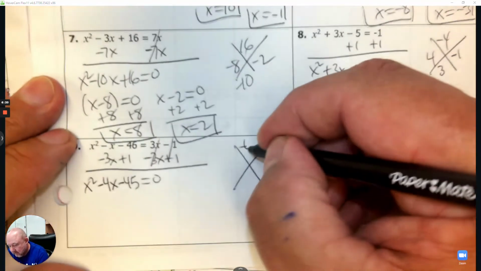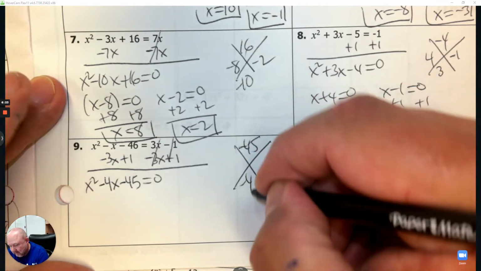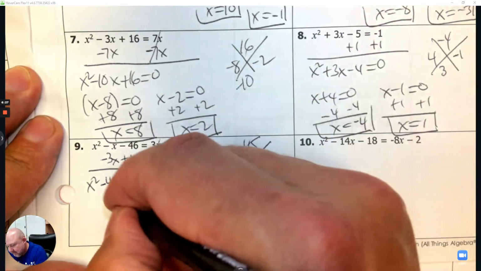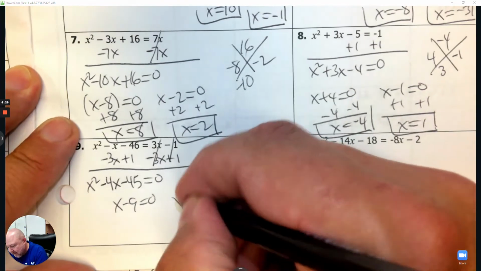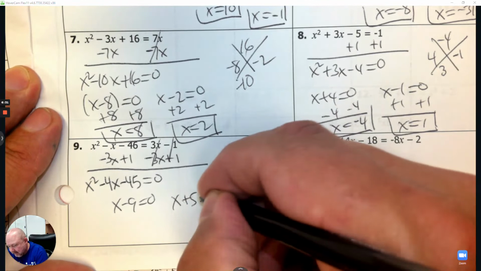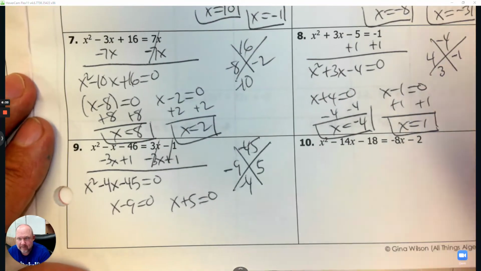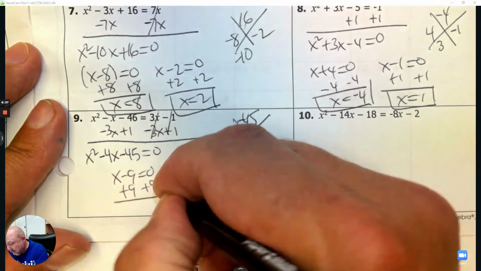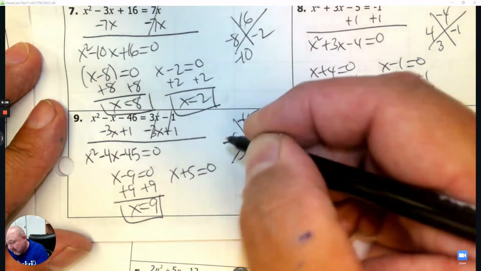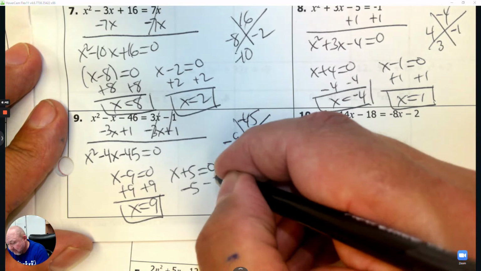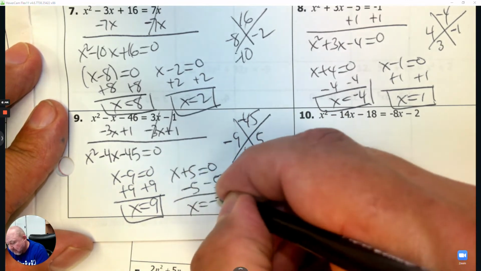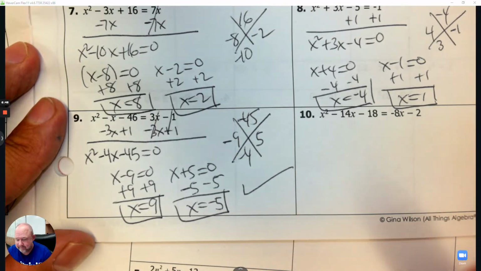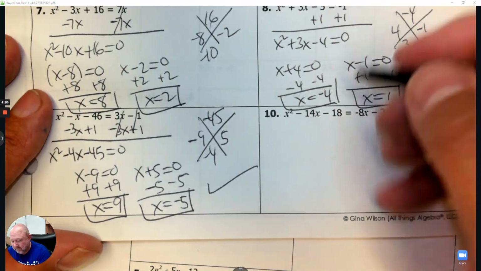Then we're going to factor it with negative 45 and negative 4. So the two numbers that fit are negative 9 and 5. So we take both negative 9 and 5, write them as factors equal to 0, and then solve them by doing the inverse. So we're going to add 9 to both sides. That's x equals 9. We're going to subtract 5 to both sides, and that's x equals negative 5. Done.